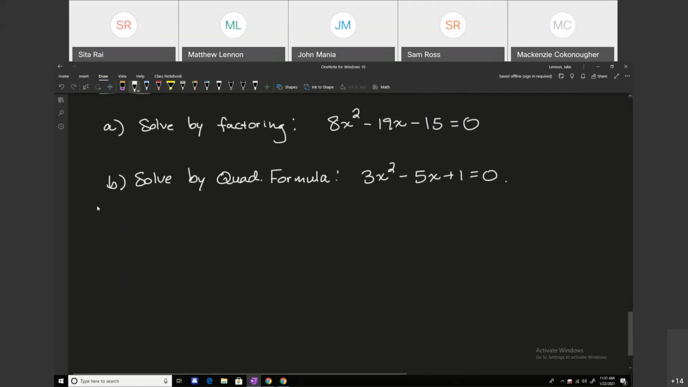For A, we wanted to multiply the first by the last. So 8 times negative 15 is minus 120. Often the hardest part is figuring out the numbers. The ones that ended up working were minus 24 and positive 5. If your number is negative 120, we know one of them has to be positive and one has to be negative. So those ended up working.